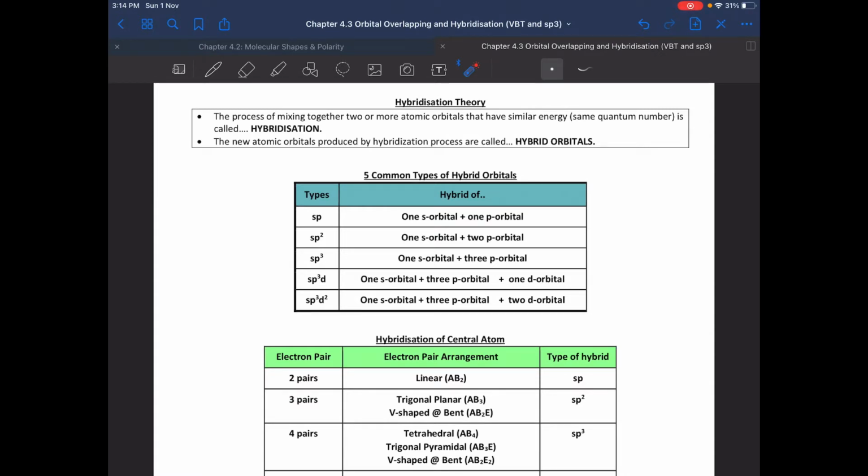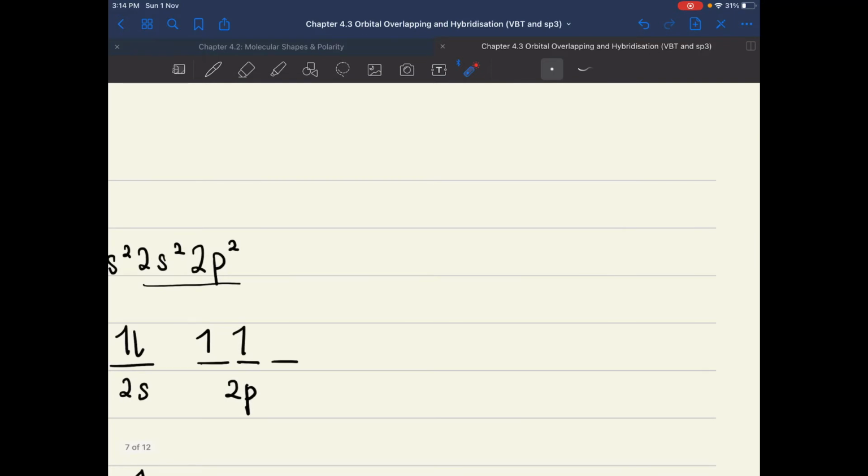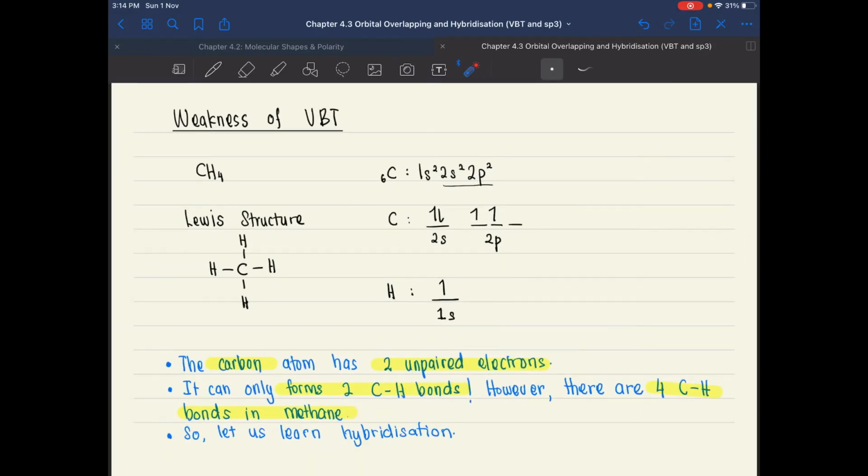Before I talk about the weakness of valence bond theory, let's recap the function of valence bond theory. Valence bond theory is a theory that is able to explain or show the covalent bond between atoms, and it can not only show bonding between atoms, it can specifically show which is the sigma bond, which is the pi bond, and how the sigma bond and pi bond are formed. So let us look at the weakness of valence bond theory.